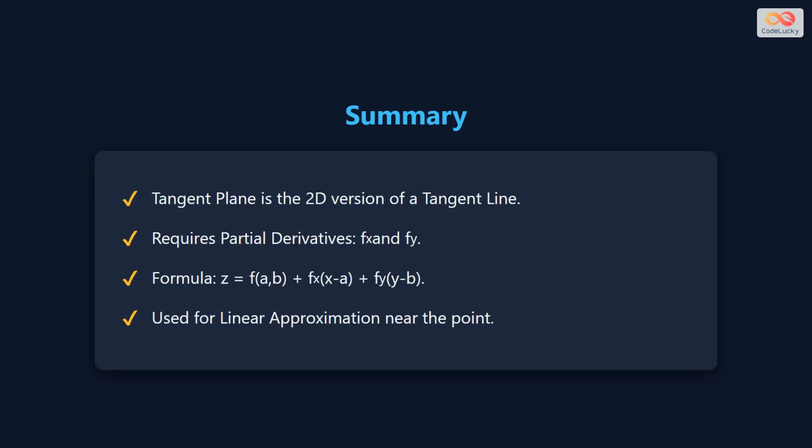To wrap up, the tangent plane is the 3D equivalent of the tangent line. It relies on both partial derivatives to define its tilt, and its primary use is to provide a simple linear approximation for complex surfaces near a specific point.